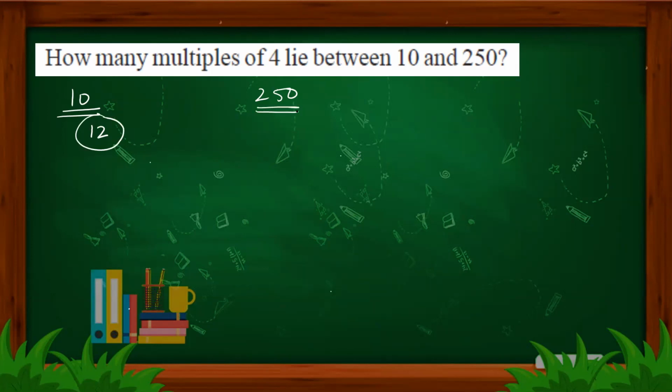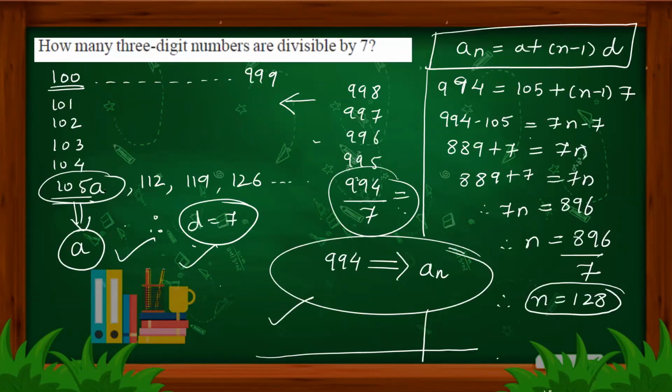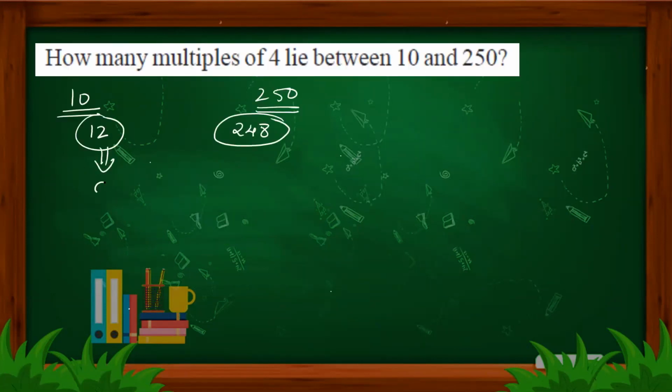What about 250? Is 250 a multiple of 4? No. 249? No. 248, yes, 248 is a multiple of 4, right? So this starting term, 12, becomes your A, and this becomes your last term. So let this be AN, whatever is the last term which satisfies our condition, that becomes your AN.